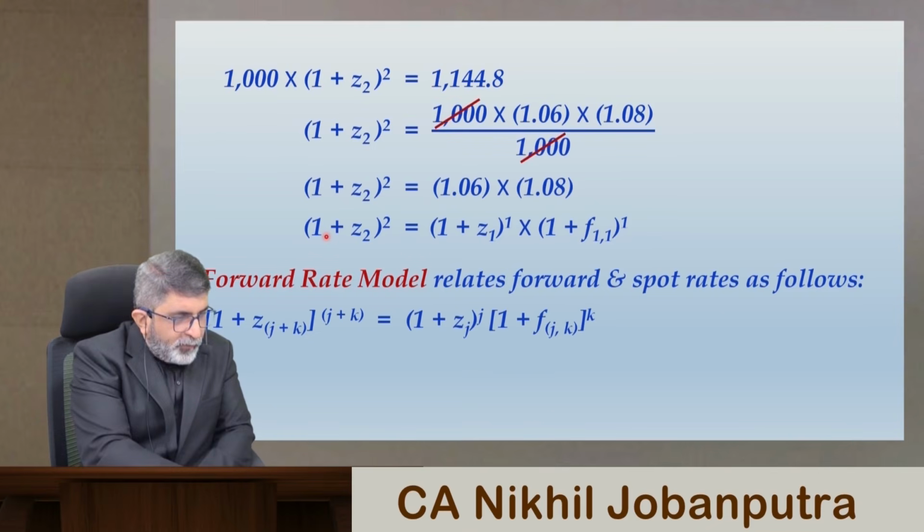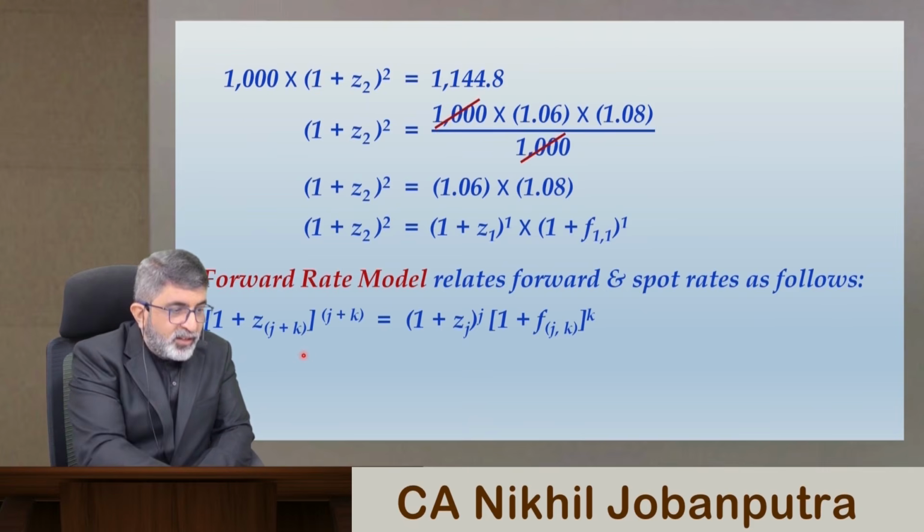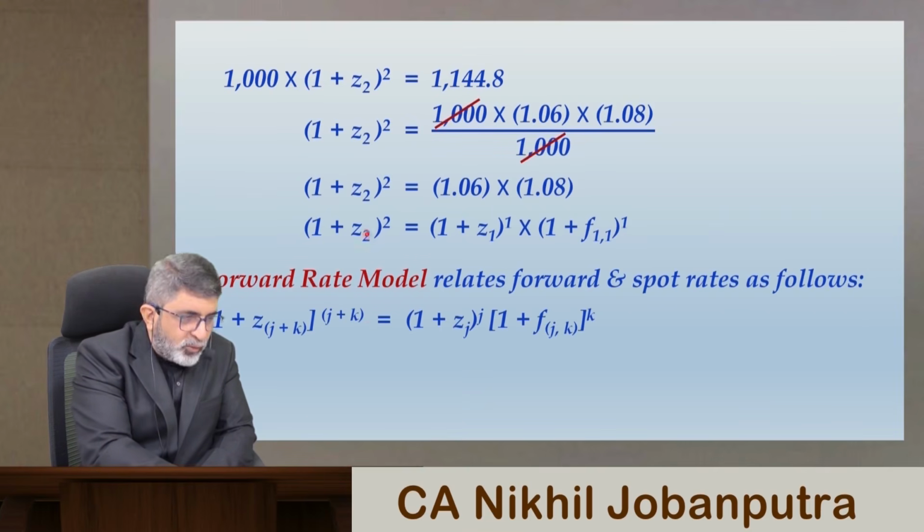So if I want to consider this equation, look at this. (1 + Z2)² is (1 + Z(j+k)), because j was 1 year, k was 1 year, so j plus k combined, 1 plus 1, is 2 years. Raised to j plus k means raised to 1 plus 1, which is going to become 2. Then (1 + Zj) raised to j.